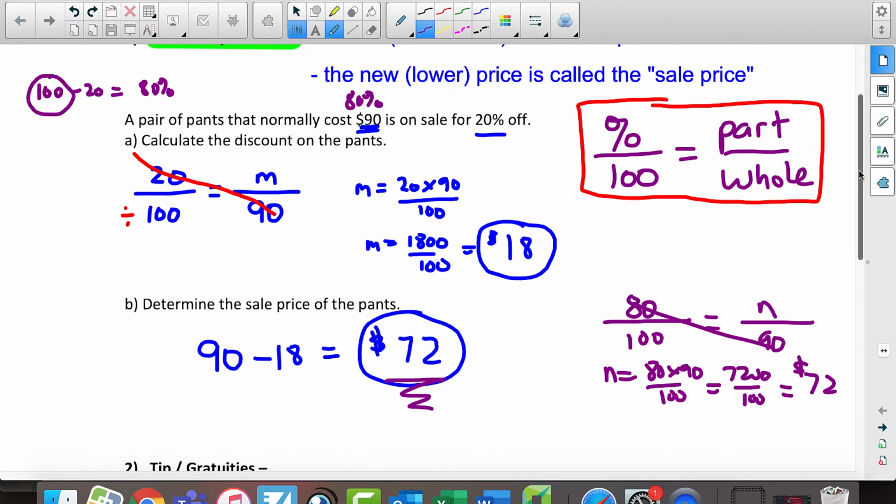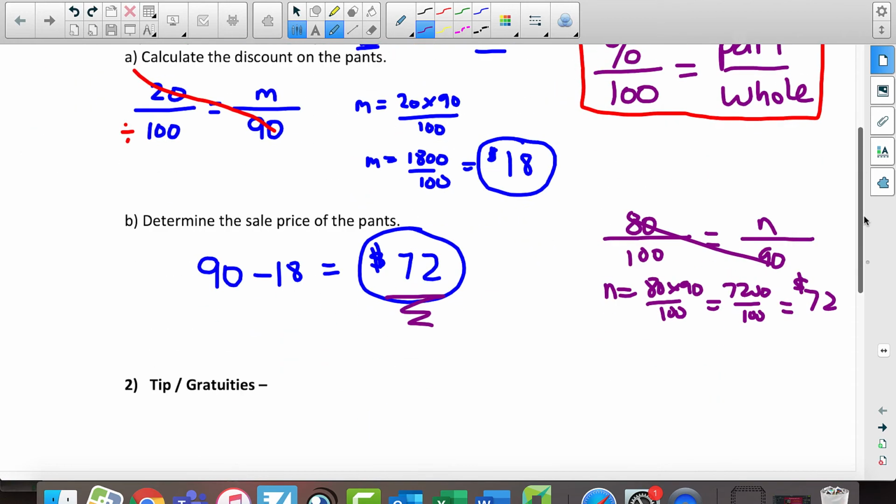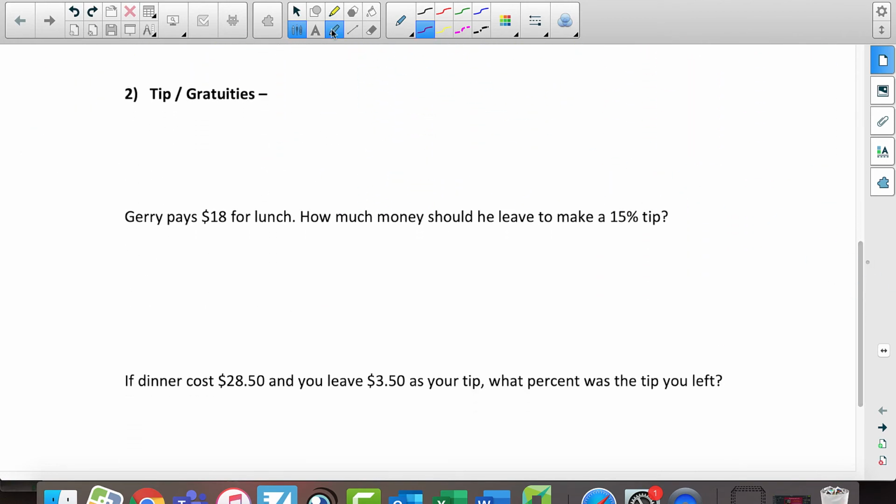Because that's how much the whole is. All right, that is sales and discounts. Next one I want to talk about are tips, also called gratuities.